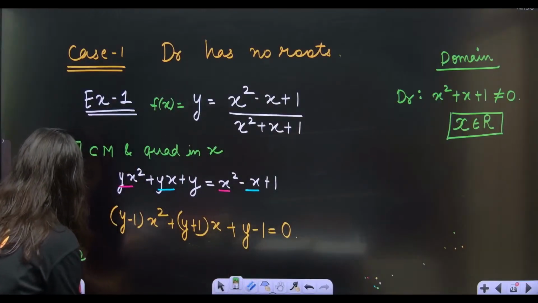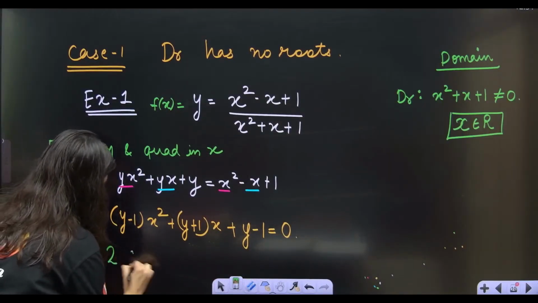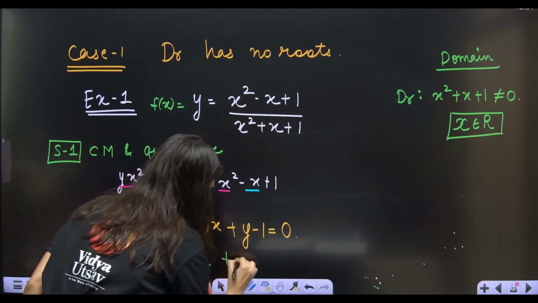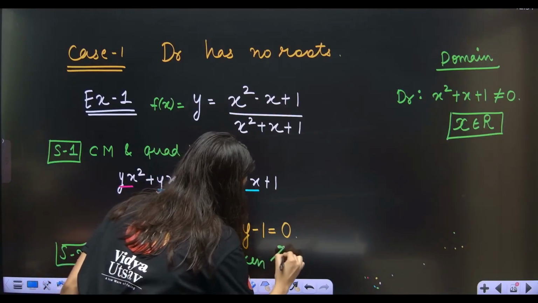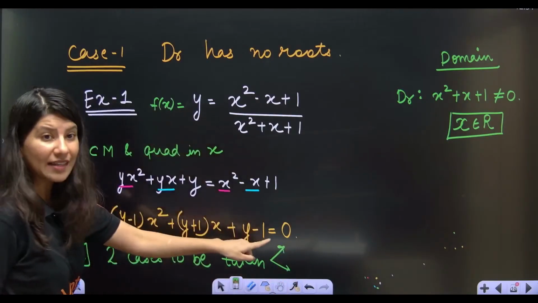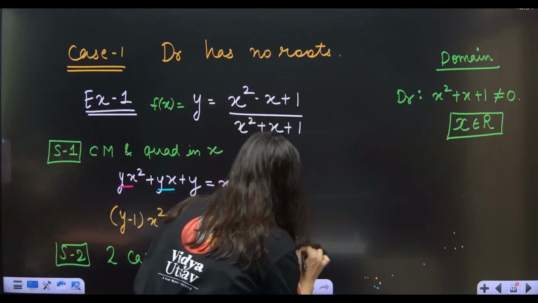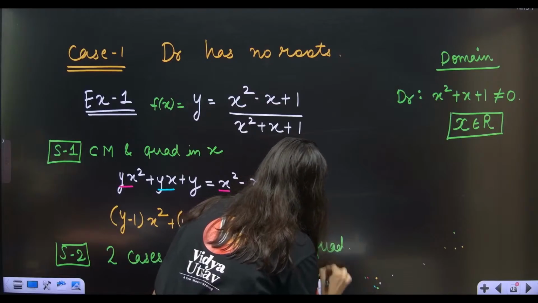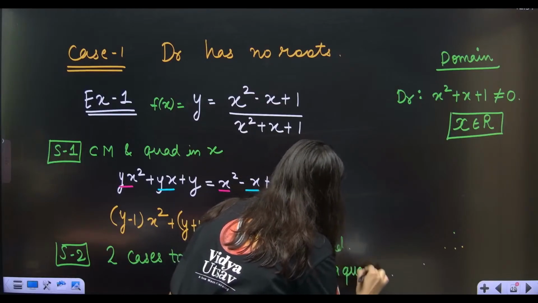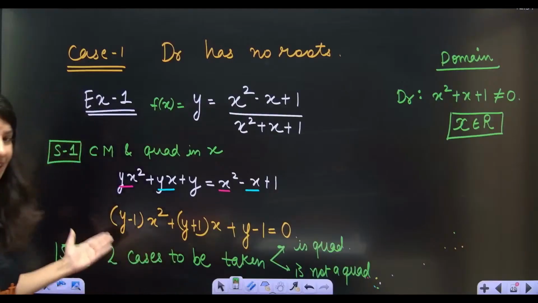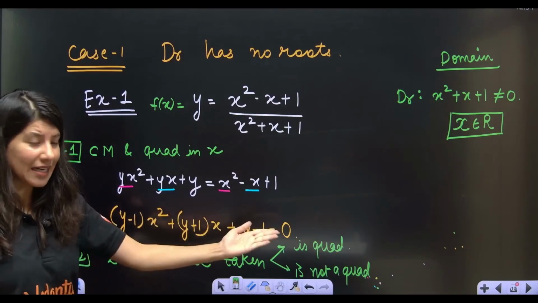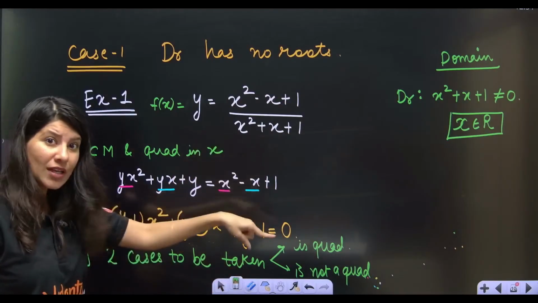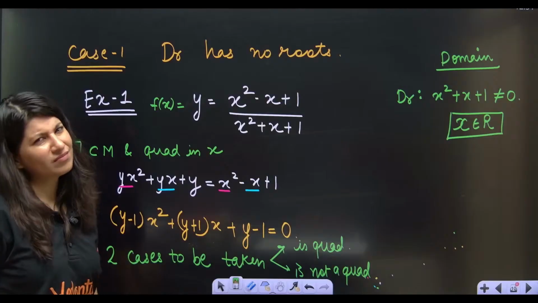Now, step number 2. Step number 2 is you need to take two cases. One is that the given equation you have now is a quadratic, or is not a quadratic. Now you'll be like, ma'am, hold on, you have created a quadratic, this is a quadratic equation. Now two cases you need to take, where this equation is quadratic and is not quadratic.